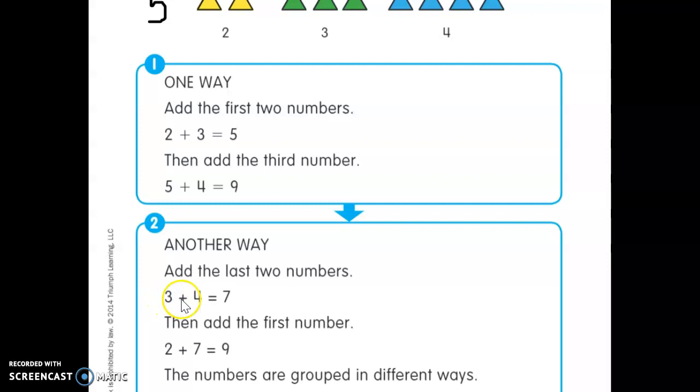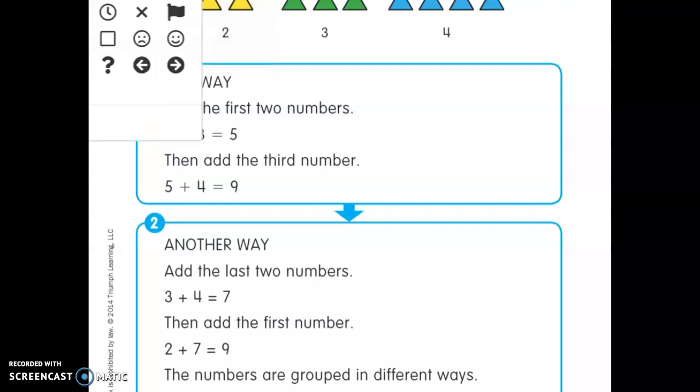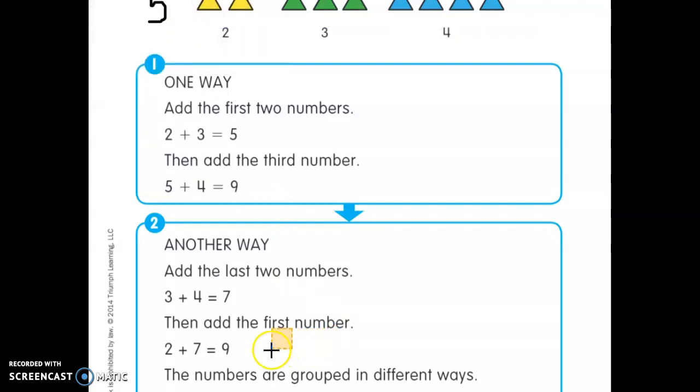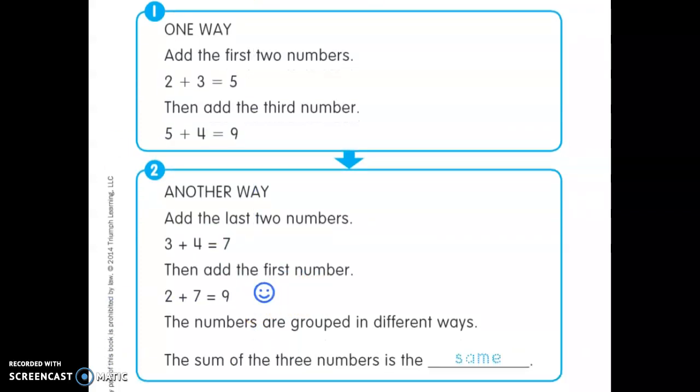This way they said 3 plus 4 equals 7. So they added the last 2 numbers first, and then the number 2. And guess what? They still got a number 9. So I'm going to give it a little happy face. So when the numbers are grouped in different ways, the sum, which is the answer, of all 3 numbers is still the same.